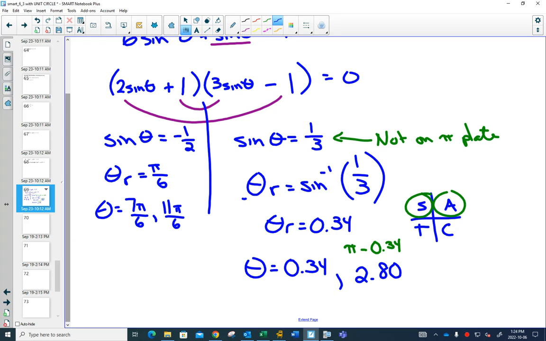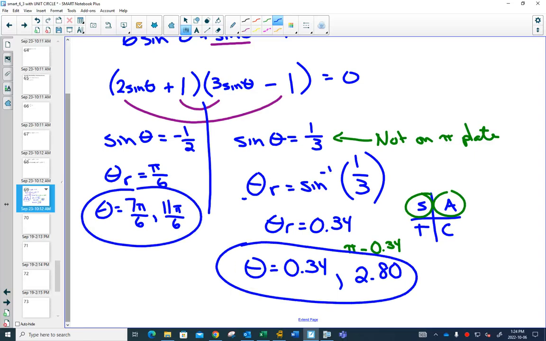So these ones we could do from our unit circle. These ones, we needed a calculator. So this kind of question would always show up on a calculator part of your test.